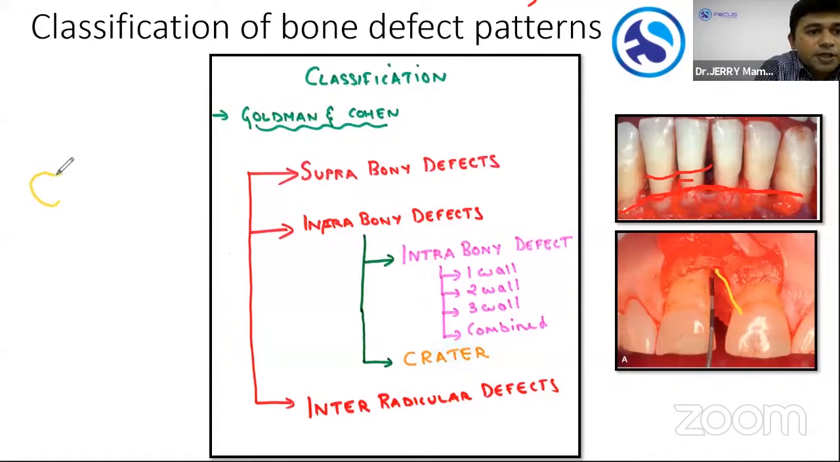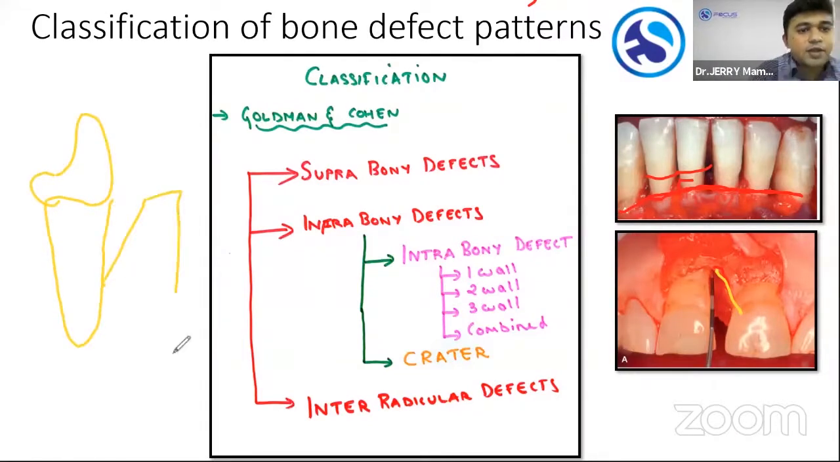Let me draw it here. Infra-bony defect. This is the defect. This is the bone defect, and this is where the pocket will be. So what is here? The base of the pocket is apical to the crest of the alveolar bone.